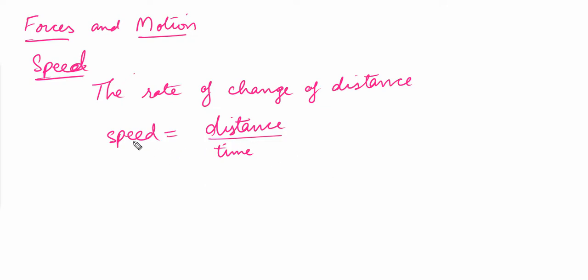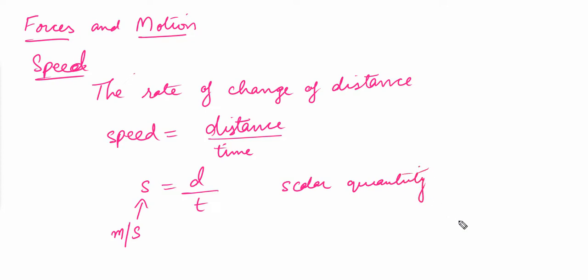Okay, so we can represent speed with s, distance with d, and time with t. The unit for the speed is meters per second, and speed is a scalar quantity because it's distance over time. Distance is a scalar quantity, time is also a scalar quantity. Both of them can be measured, but they do not possess any direction, so speed will also be a scalar quantity.